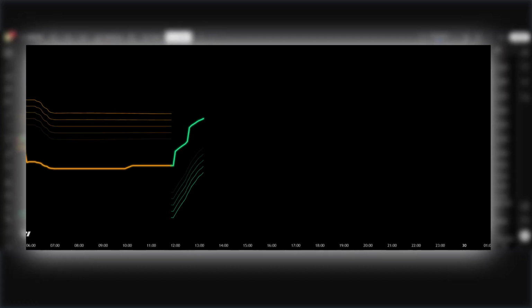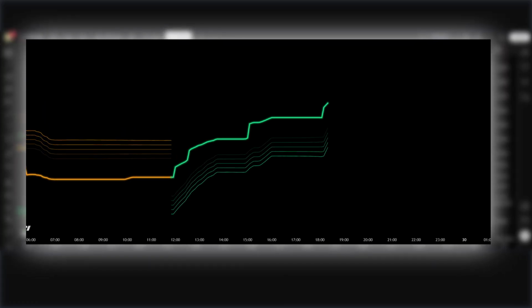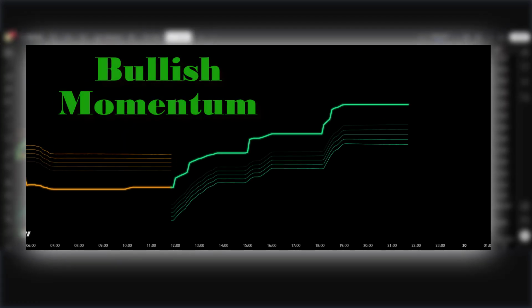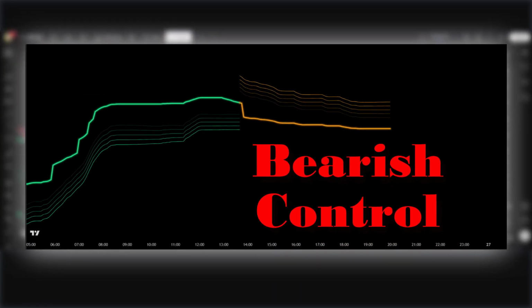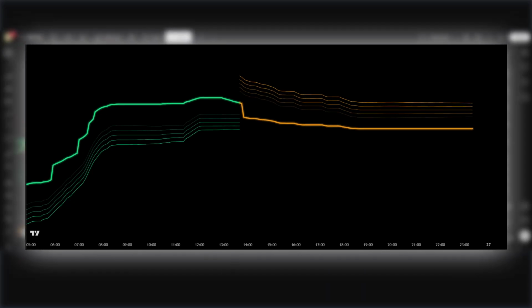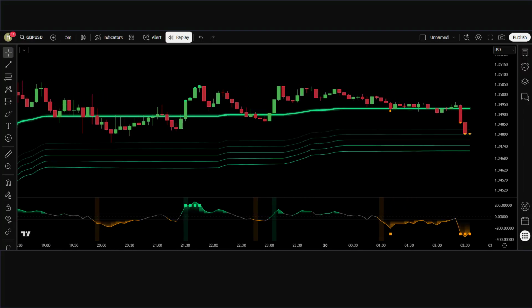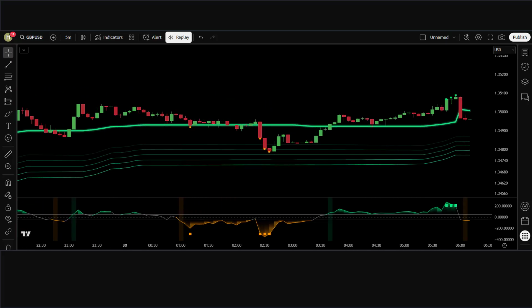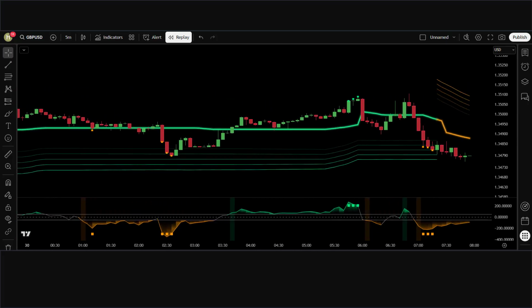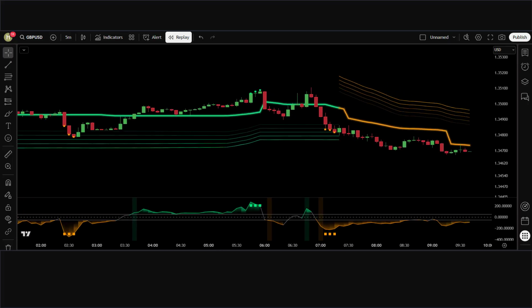When the ribbons widen and turn green, it signals strong bullish momentum, ideal for long entries. A tightening red ribbon, on the other hand, indicates bearish control, making it a potential setup for shorts. One of the standout features of the Dynamic Flow Ribbons is how it helps filter out noise during sideways markets while highlighting high probability zones during trending phases.